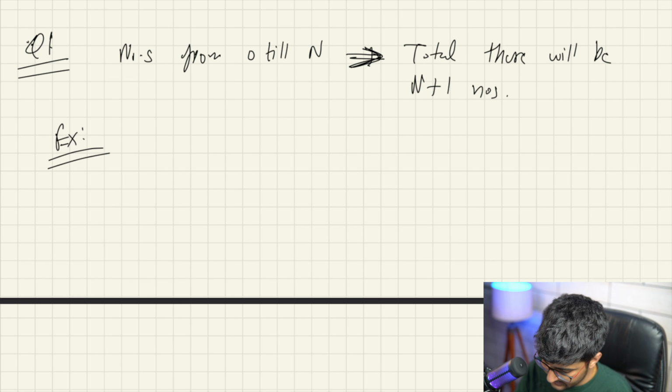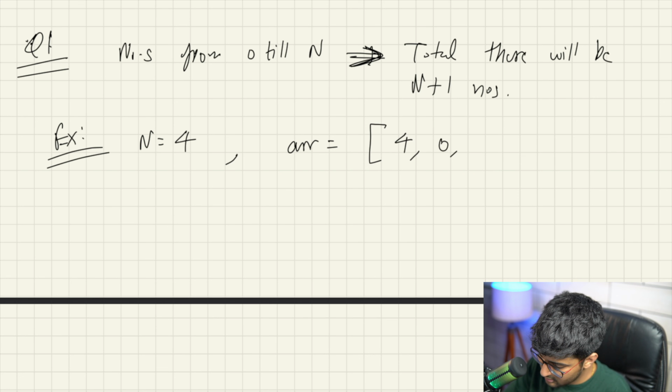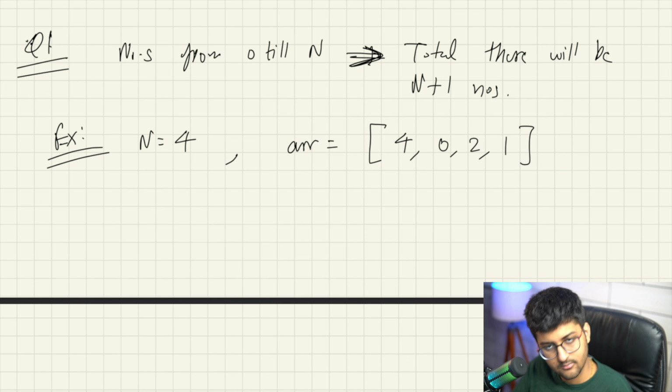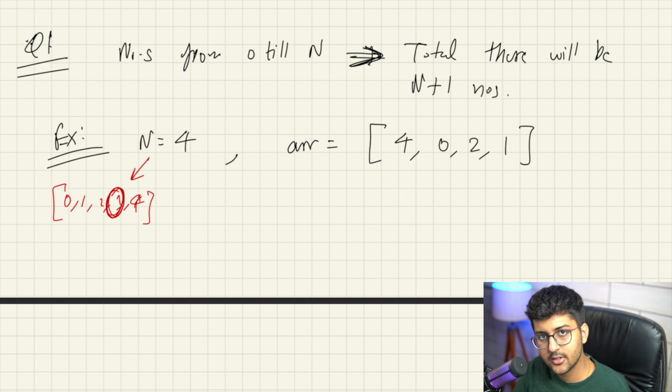Let's say n is equal to 4, and you're given an array something like 4, 0, 2, and 1. The numbers are up to 4, so you should be having 0, 1, 2, 3, 4. This is what you should be having, and we have 4, 0, 2, 1. 3 is missing. How do we find that? Cyclic sort.